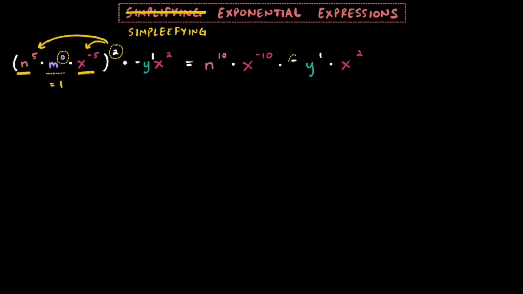Now, just to make sure you understand what this negative means, there's really just going to be this -1 as a coefficient in front of this y, but we don't write the 1, it's just implied. So if you see that negative, just keep in mind that there's a coefficient of -1. Now I'm going to go ahead and rearrange this so we have our coefficient in front and our common bases in order alphabetically.